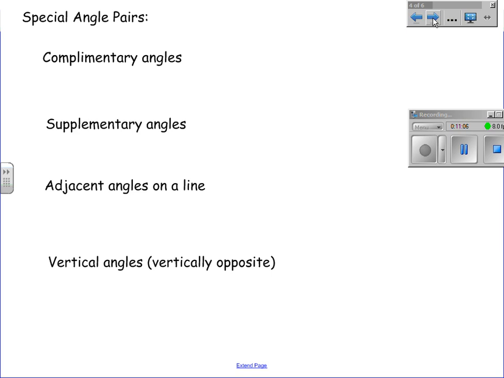We have to review some special kinds of angle pairs that will help us to solve problems. First kind are complementary angles. Complementary angles are 2 angles that have a special sum. Complementary angles always total, right? Yes. 90. Complementary angles total 90 degrees.